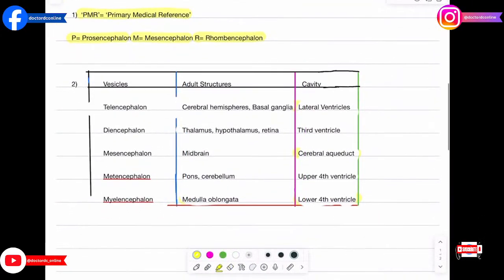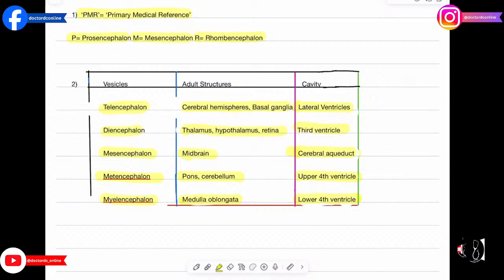Here is a review table of the vesicles. Telencephalon: cerebral hemispheres and basal ganglia, and the cavity is the lateral ventricle. Diencephalon forms thalamus and retina, with the third ventricle as its cavity. Mesencephalon, the midbrain, has the cerebral aqueduct as its cavity. Metencephalon gives pons and cerebellum, with the upper fourth ventricle as its cavity, and myelencephalon gives medulla oblongata, with the lower fourth ventricle as its cavity.